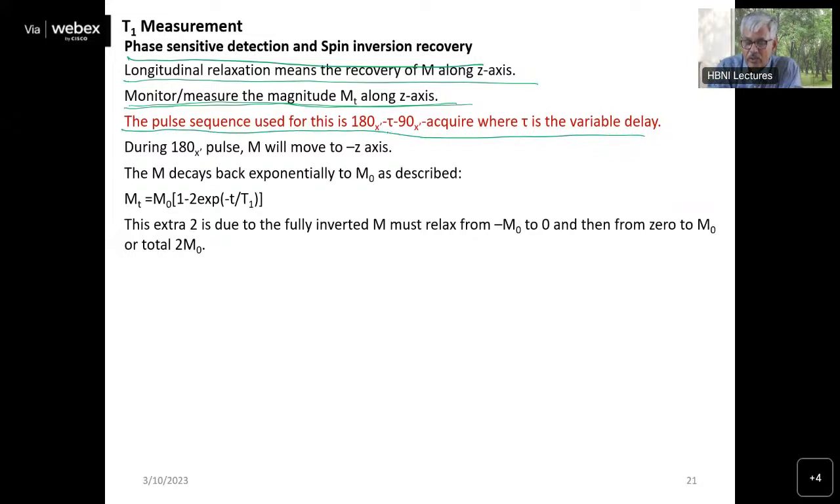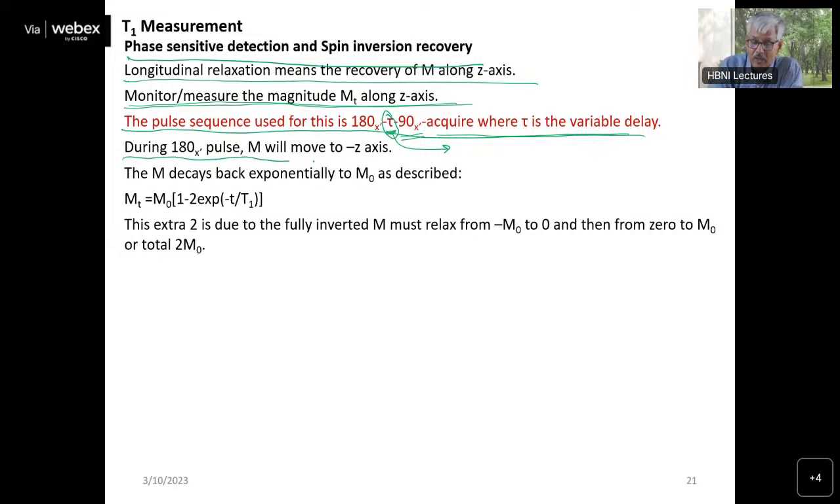Then we will allow it to relax. After that relaxation, you will see some of the magnetization has been reduced due to the T1 relaxation, and then you give a 90-degree pulse and detect the signal intensity. And this tau is your variable, so as you increase the tau, you will see there is more relaxation.